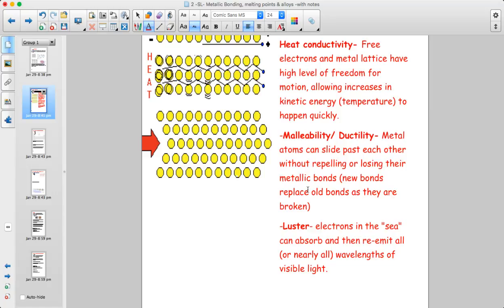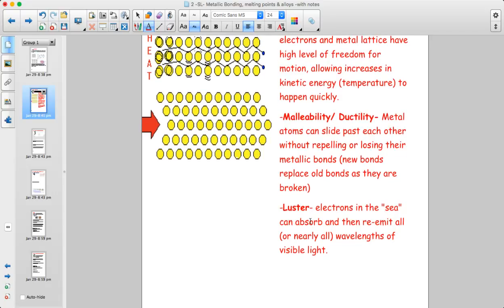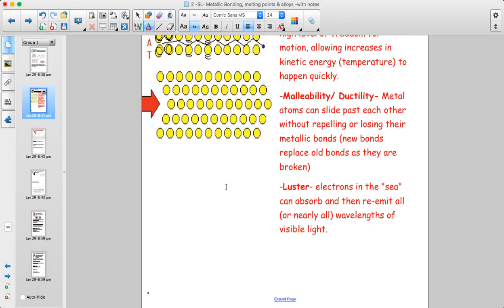And there's a final property of metals. It's a bit harder to explain, but metals have luster. They are shiny. That's because all those delocalized electrons can absorb and re-emit basically all the wavelengths of visible light, so they tend to reflect light off of them. That's why they appear shiny. And it's actually a very important property of metals. It's why we like them so much, at least a lot of metals like gold and silver and copper.